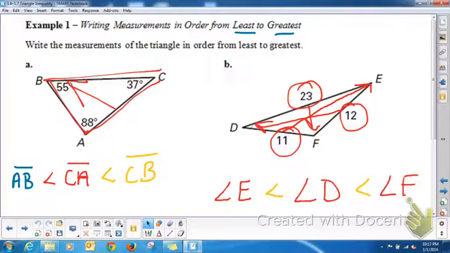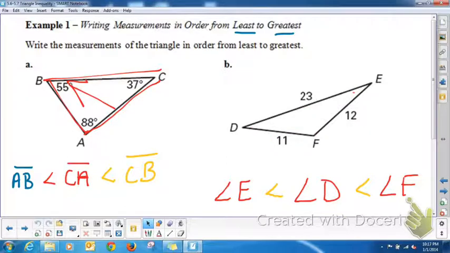And conversely, the smallest angle is across from the smallest side. It's the opening that they make is what the angles are. They make that opening, like a hinge, like a door. So when these two sides open up, they make the smallest side. They need the smallest opening, therefore that's the smallest angle.